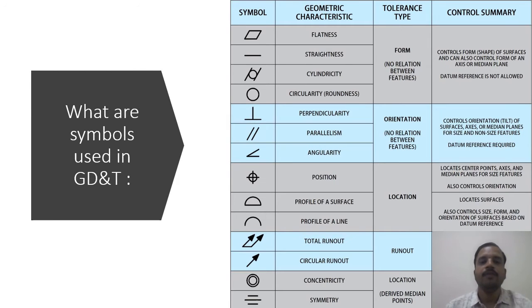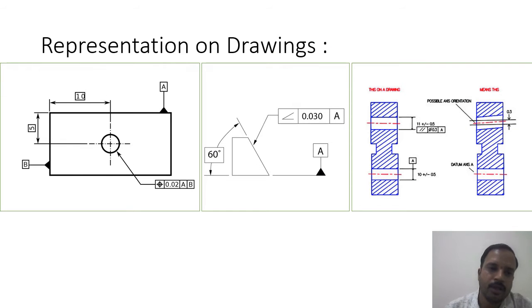There are different symbols which are defined by ASME Y14.5. There are a total of 14 symbols, depending on the application. The types are form, orientation, location, runout, concentricity, symmetry, such kinds of different symbols. So a total of 14 symbols are there. Okay, now how are they applied in the drawing?